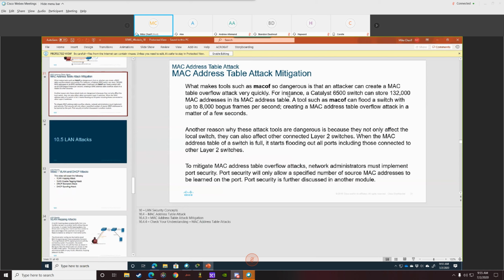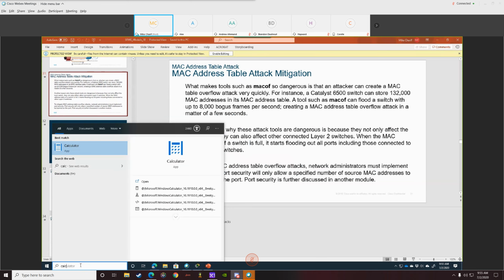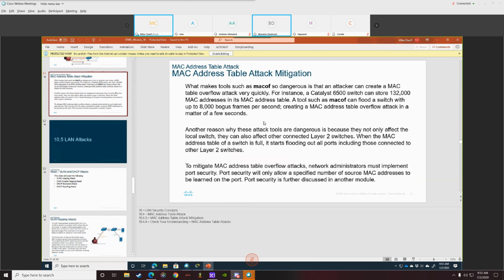So that's 60 times 8,000. What's 60 times 8,000? That's almost 480,000. Yeah, that's a lot, in a minute. I'm not talking about 10 minutes or whatever. And especially if you have the Catalyst 6500, this high-end switch, usually it's in the distribution layer.